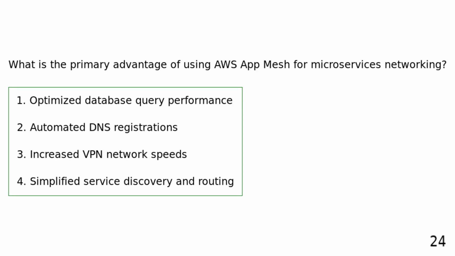What is the primary advantage of using AWS App Mesh for microservices networking? Optimized database query performance. Automated DNS registrations. Increased VPN network speeds. Simplified service discovery and routing.